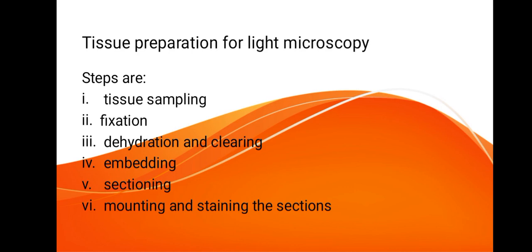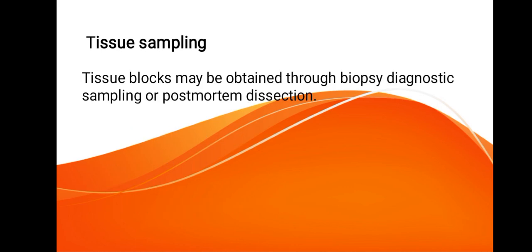In the preparation of specimen in histology for observation using a light microscope, we have various steps. In here we have 6 steps. To begin with, we have tissue sampling, we have fixation, we have dehydration and clearing, we have embedding, sectioning, and then the final step is mounting and staining the sections. We're going to begin with tissue sampling.